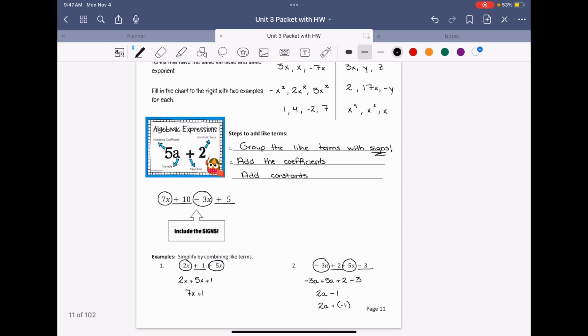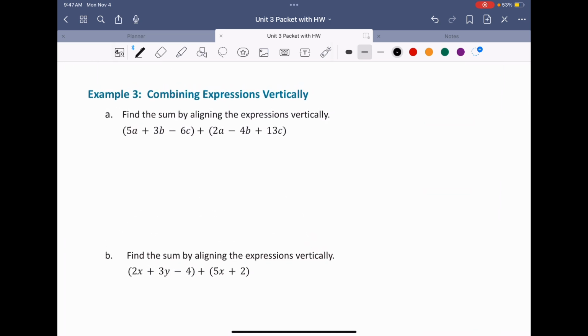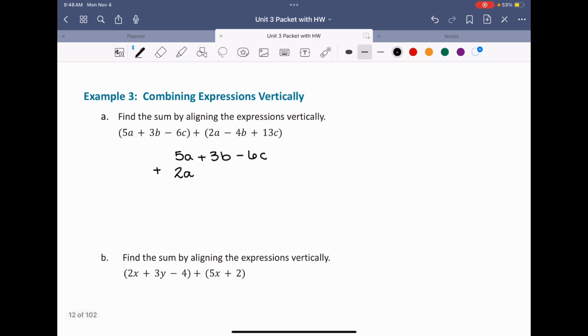Okay, next page. There's another way to do this, and that's through combining them vertically. So instead of having them written out horizontally, I could write them above one another. So I could have this first expression, 5a plus 3b minus 6c. And I'm going to add it and put the other one right on the bottom. And you want to make sure you line up your letters. So a should go with a. So 2a minus 4b plus 13c.